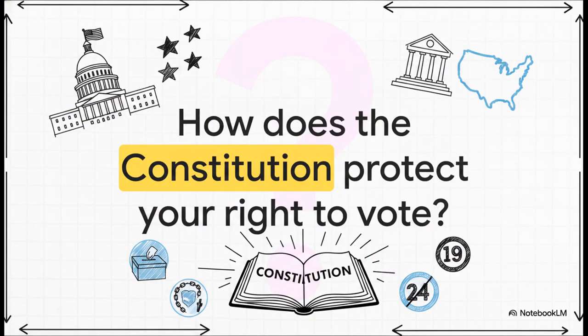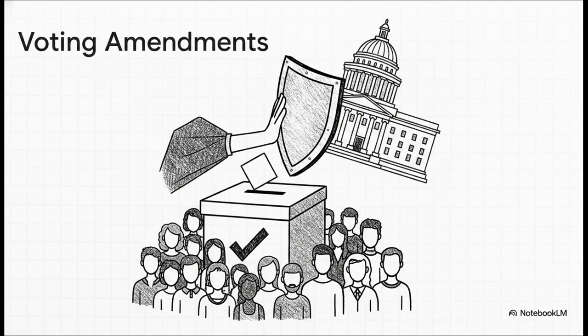Okay, it's time for our second pause check. Let's challenge your memory on federalism and constitutional protections. The question is, how does the U.S. Constitution restrict both state and federal governments from taking away your right to vote? Pause the explainer and see if you can think of the specific amendments. All right, let's see how you did.